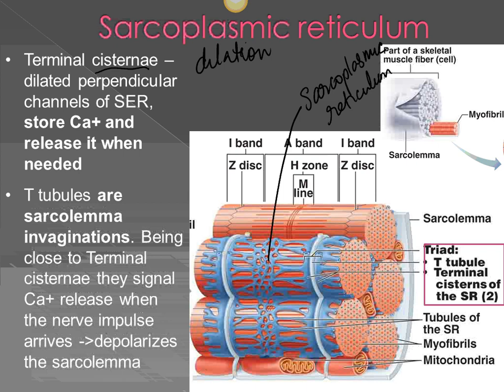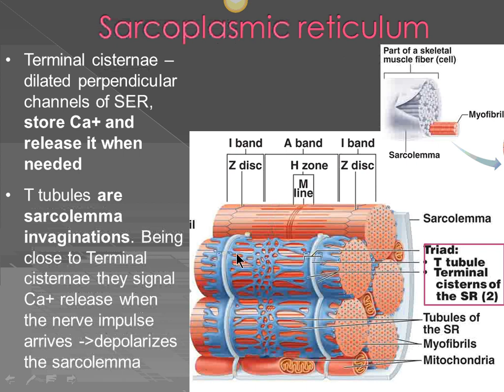So you can see here, this area, this sarcoplasmic reticulum, the same color, as it's going towards the ends of the AI junction, that's where you can see that it becomes dilated, and that dilated part is known as terminal cisternae. Don't think too much about it. It's nothing but just the dilated portion of sarcoplasmic reticulum.